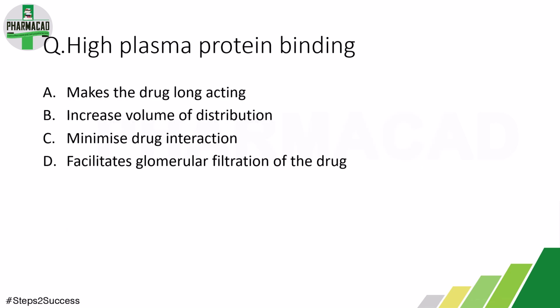So the next question is: high plasma protein binding. Option A makes the drug long acting. Option B increases the volume of distribution. Option C minimizes the drug interaction. Option D facilitates the glomerular filtration of the drug. So the correct answer is option A, which makes the drug long acting.